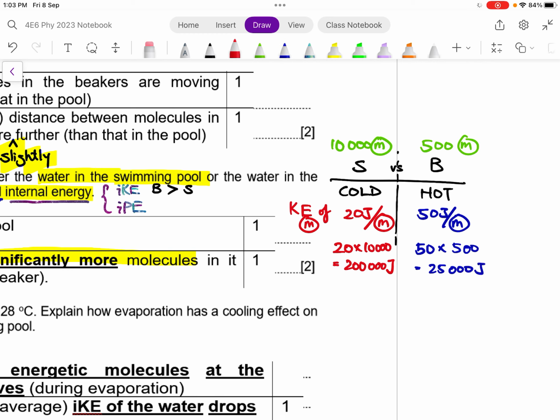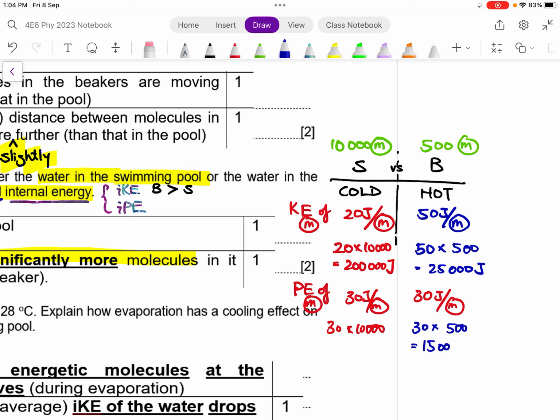How about the potential energy, the IPE, the potential energy of the molecules? Both are liquid state. Let's say they are 30 joules per molecule. This one may be 30.0001. Let's make it the same because they are both in the same state. Again, I will have 30 times 10,000. On the bigger side, it will be 30 times 500. This will give me about this. This will give me about this.